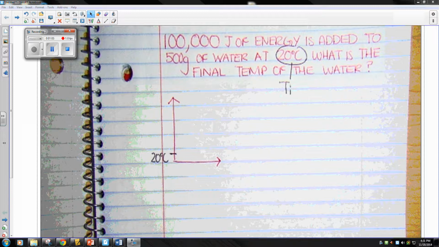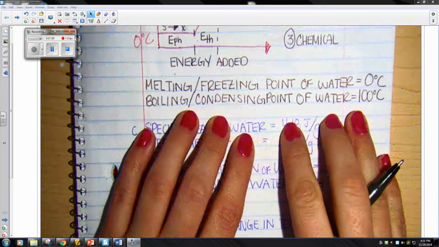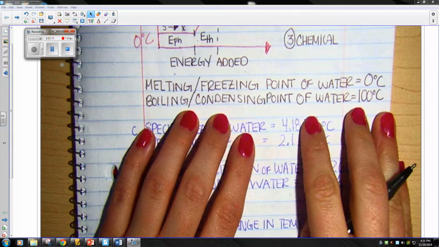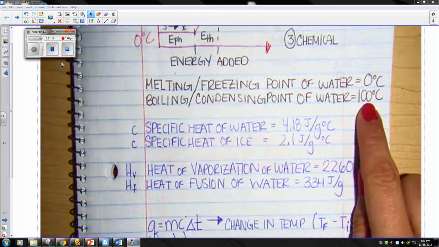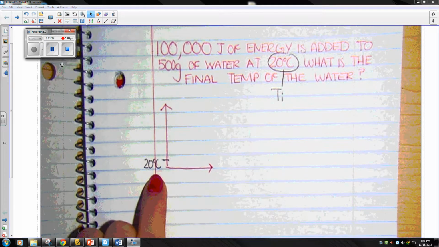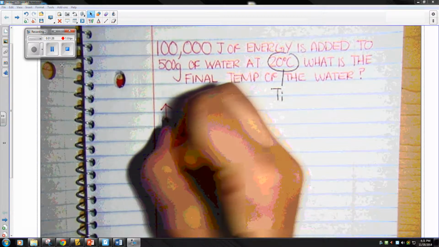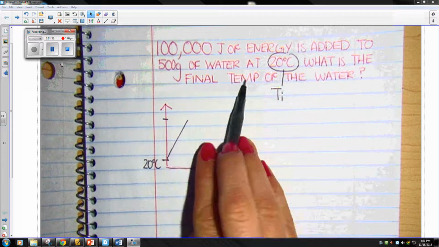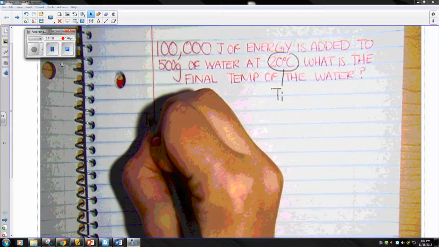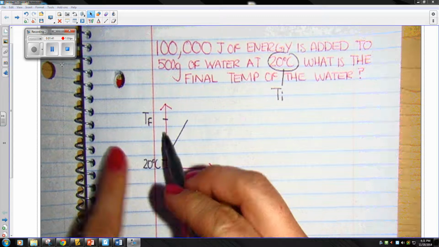In order to answer that, you need to know what the melting and freezing point, as well as the boiling and condensing point of water is. Well, it melts and freezes at 0, boils and condenses at 100. So that doesn't happen at 20. So that energy is going to heat up that water. To what temperature, we don't know. That's the whole point of this problem. That's what we're trying to find, the final temperature. So we have the sample of water. It's heating up over time.